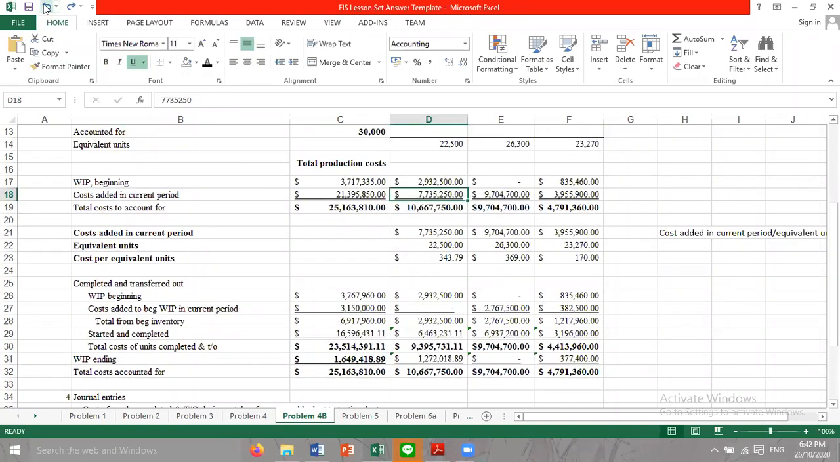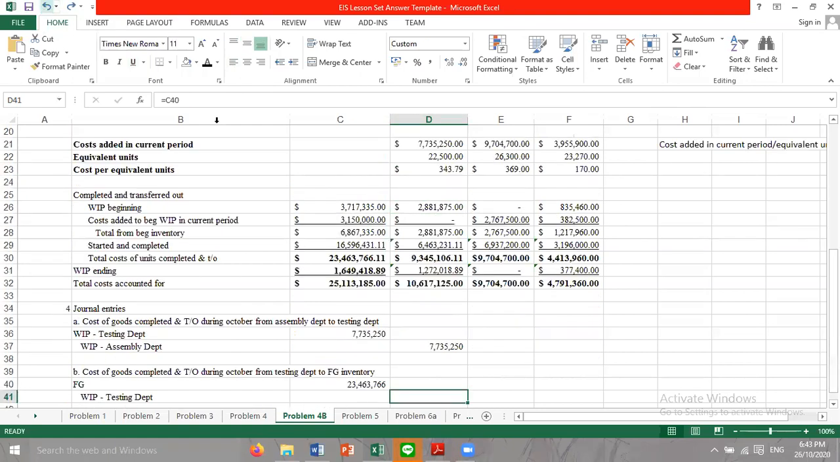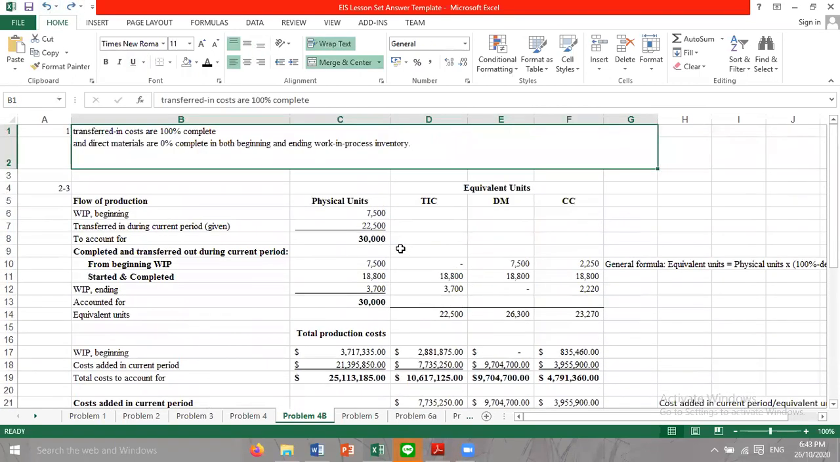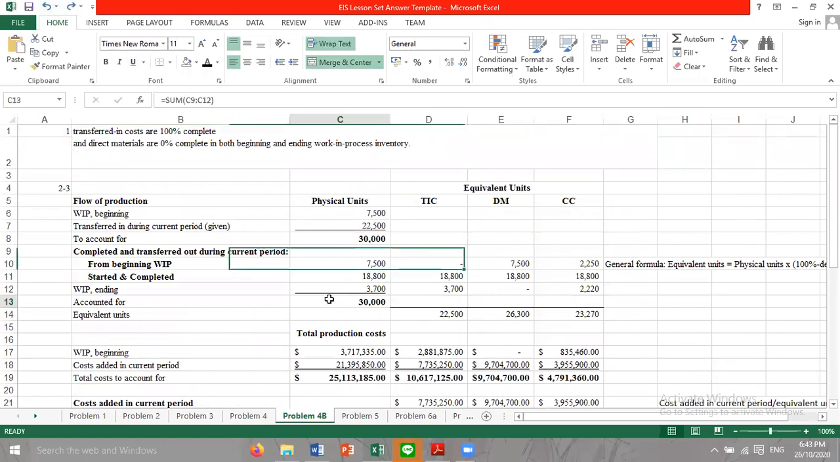That's practically just to prove that the only difference between weighted average and FIFO is the allocation of WP ending and total cost of units completed. Of course, that's assuming the beginning and ending WP are equal and that the costs are equal. But usually it's not. So once again, that's the answer. So practically that's for process costing.